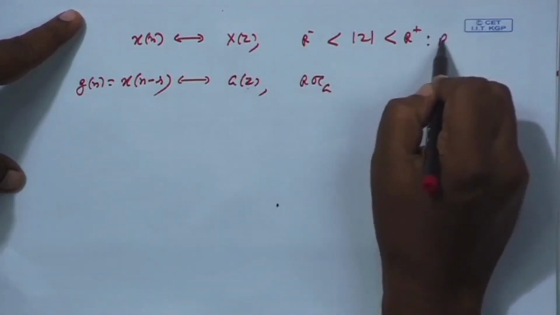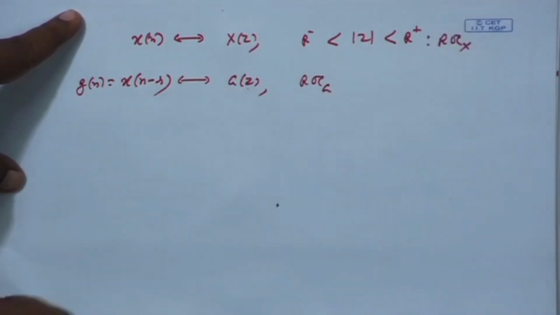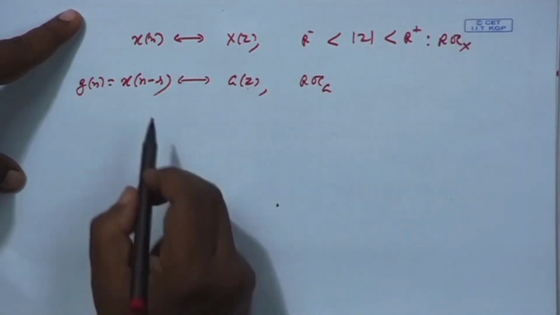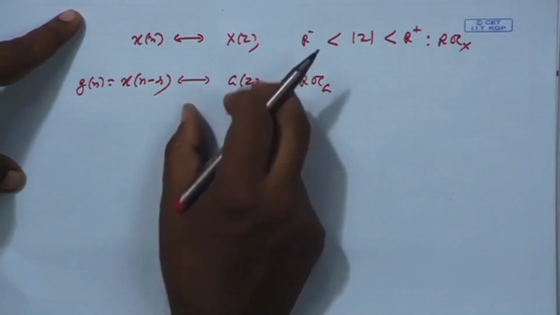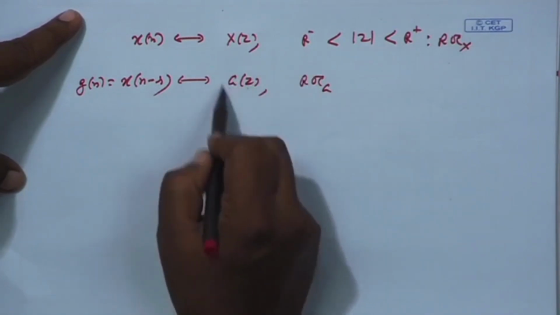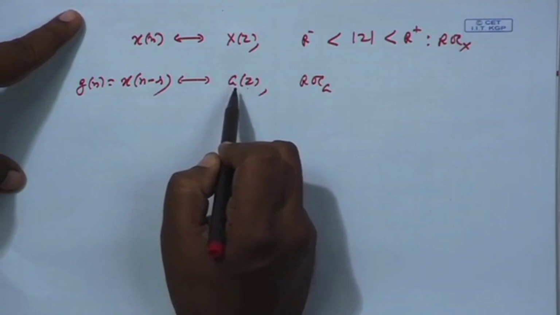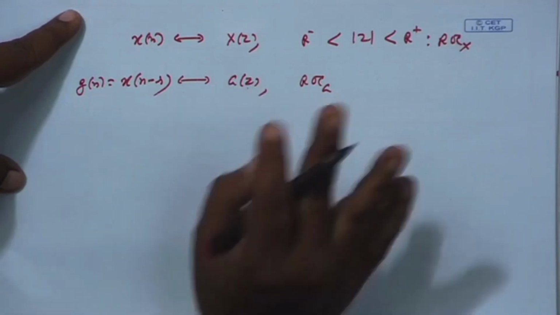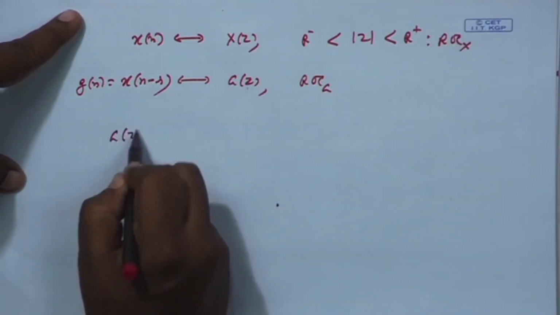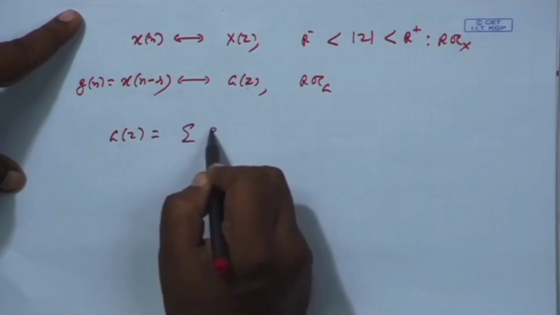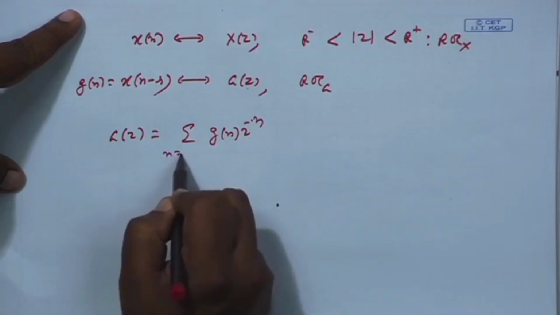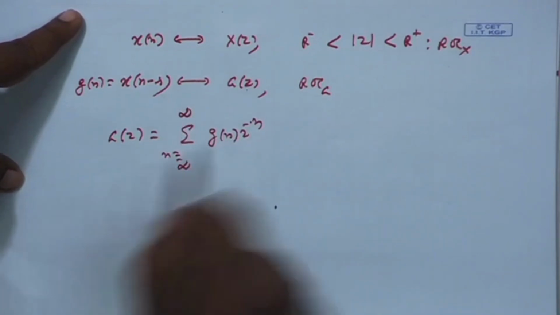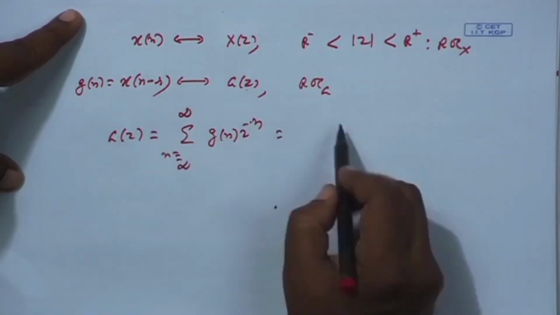What will be the ROC of g? So, fine. Suppose G z exists, that is, for some z in the z plane, G z exists, that is, mod of G z is finite. In that case I can write G z as this summation, same formula, z to the power minus n, and now bring back g n equal to x n minus r.